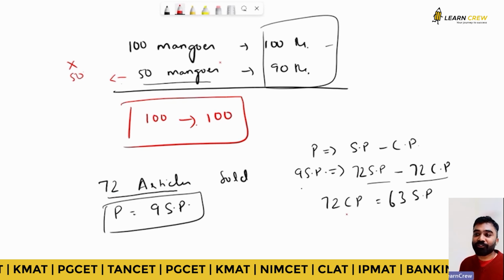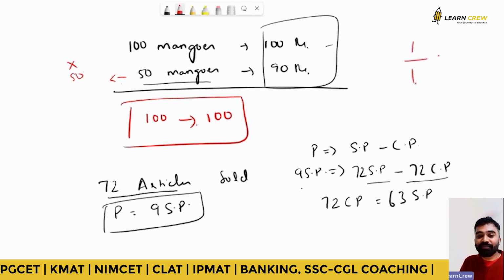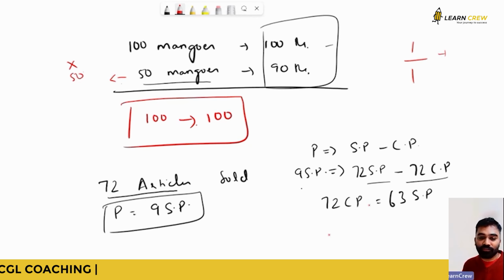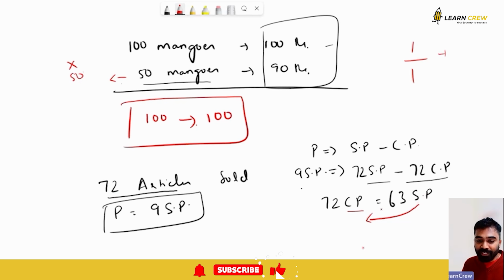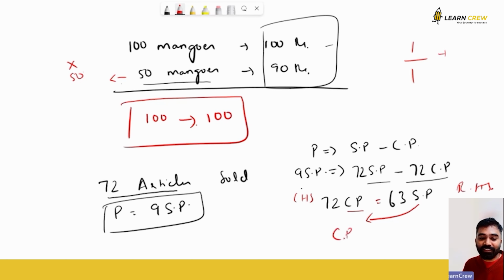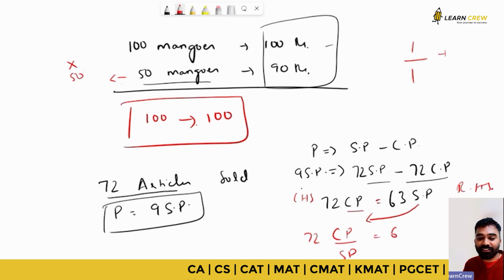Ratio is something divided by something, right? So is this in the form of a ratio? No. So can I make it in the form of a ratio? How can I make it? Cost price divided by the selling price will give you the ratio. So I can bring it here. If I bring it from the numerator, will it become reciprocal? This is LHS. This is RHS, right? CP divided by SP. 72 CP divided by SP equal to 63.